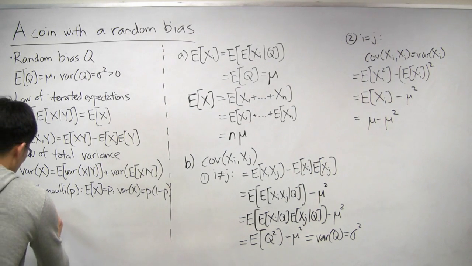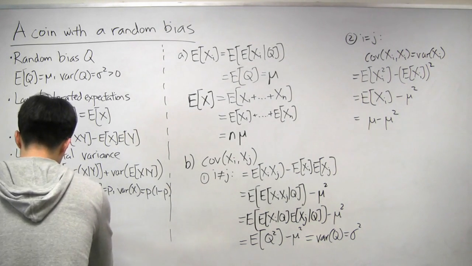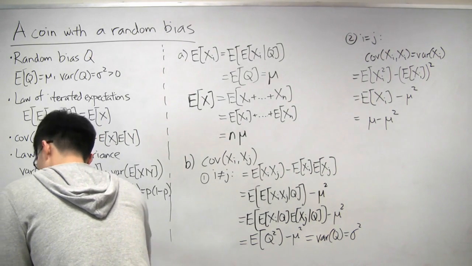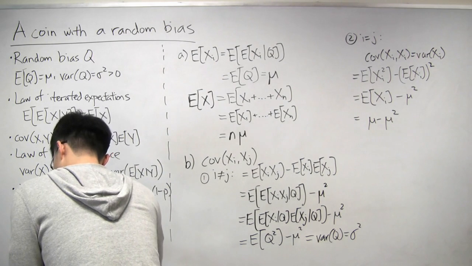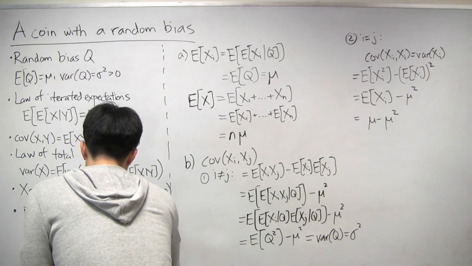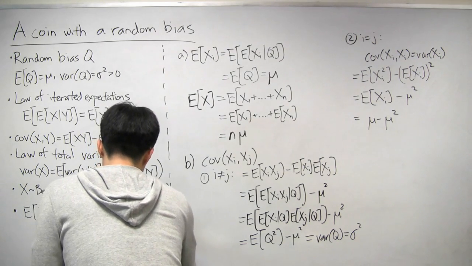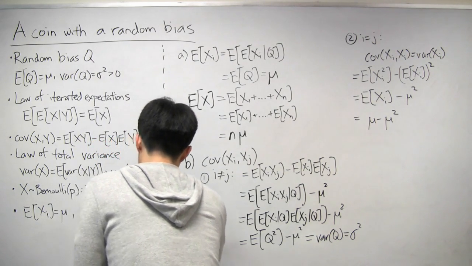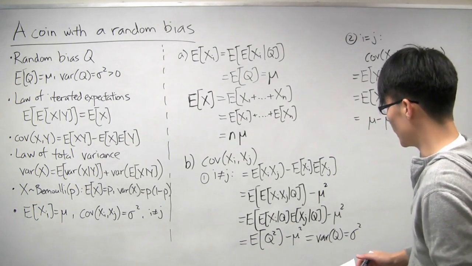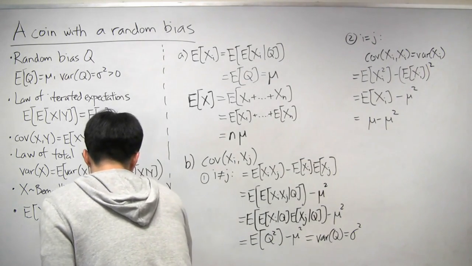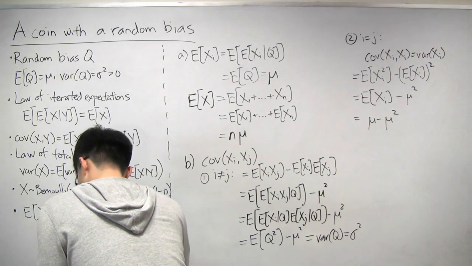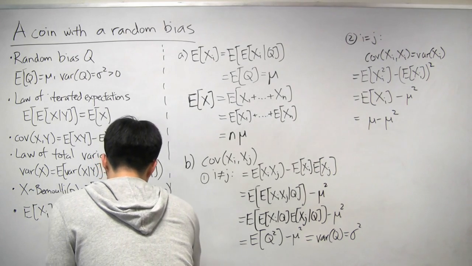One of them is that the expectation of xi is mu. And we also want to remember what this covariance is. The covariance of xi and xj is equal to sigma squared when i does not equal j. So we'll be using these facts again later. And the variance of xi is equal to mu minus mu squared.